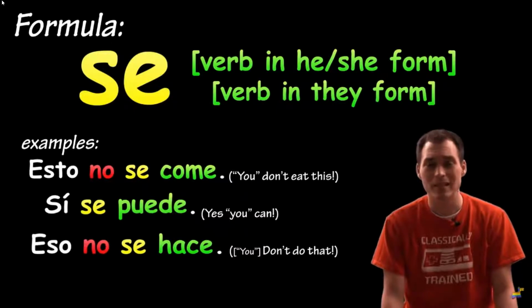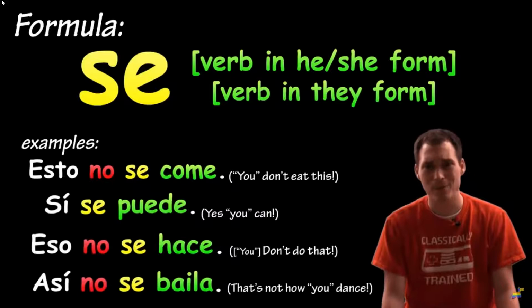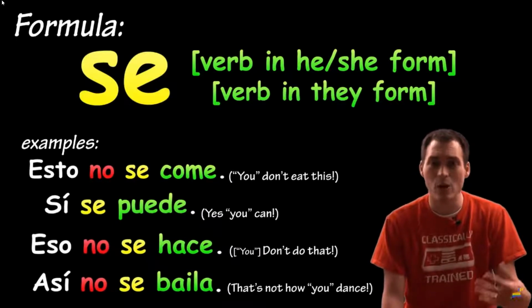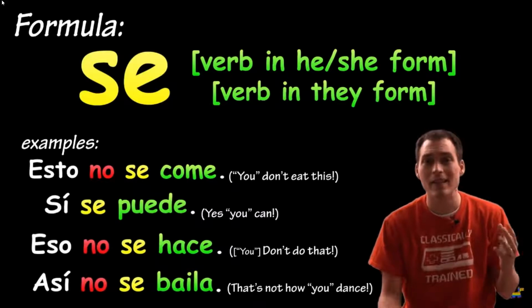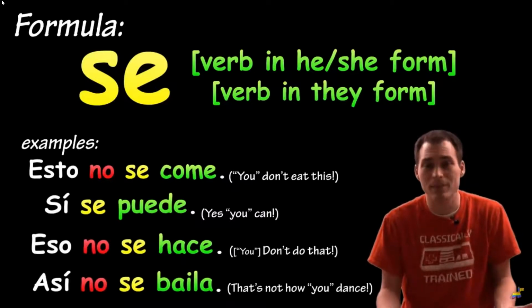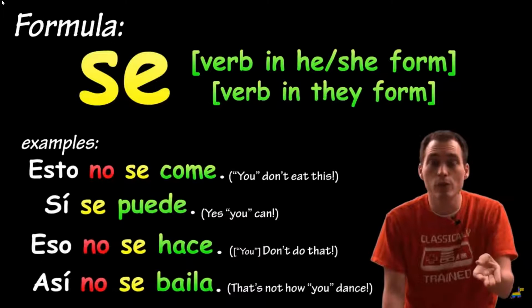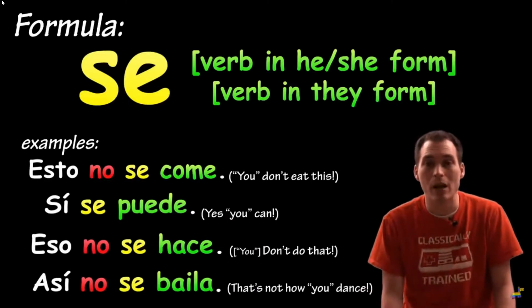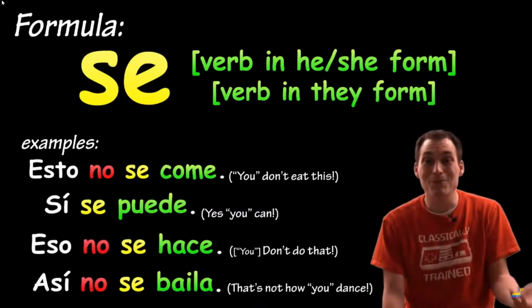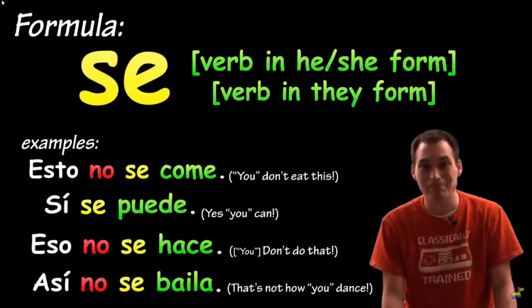And you might hear somebody say at some point, if you're dancing like me very badly, you might hear them say, así no se baila, which would be like saying, that's not how it is danced. That's not how one dances. But they're telling you, that's not how you should dance. And so we're giving this idea of you, but without really saying you. And we're not making it personal, but we're making it impersonal, thus impersonal se.